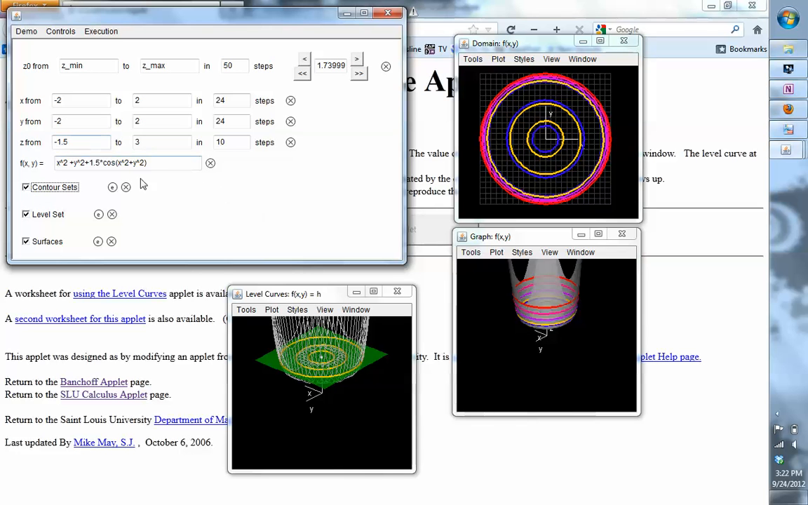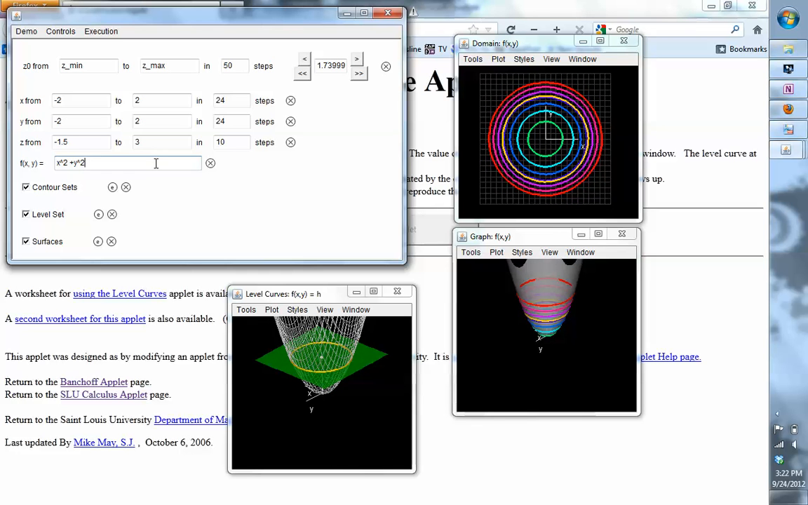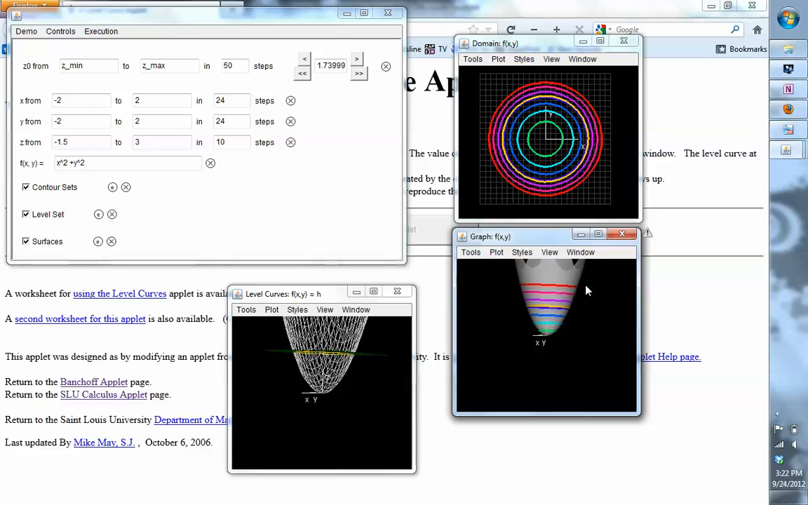Okay, and let me simplify this function a little bit so that we really get an idea of what we're talking about here. Here the computer's automatically generated a collection of level sets, and each color corresponds to a different K value, a different constant. You can see those values here. This is the inner circle, green. This is the outer circle, red.